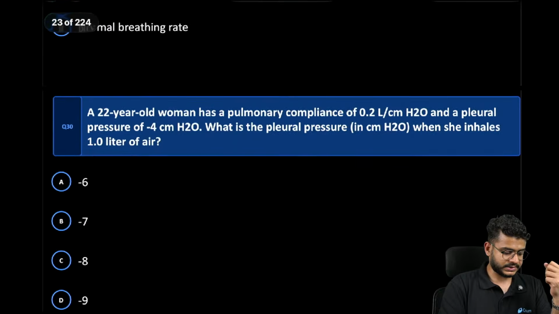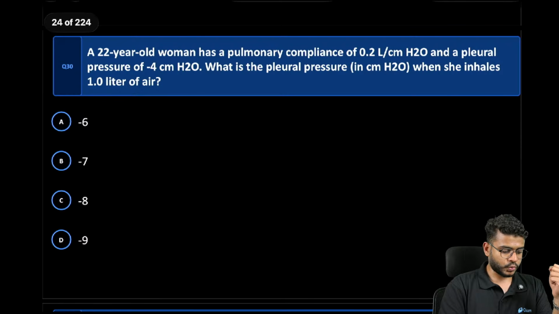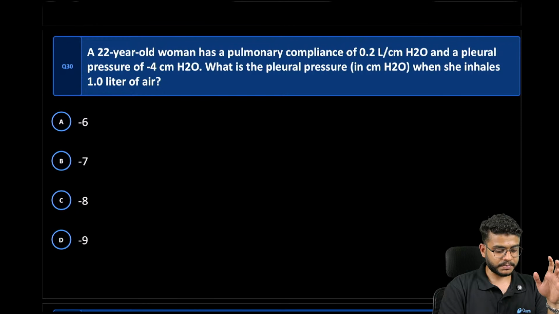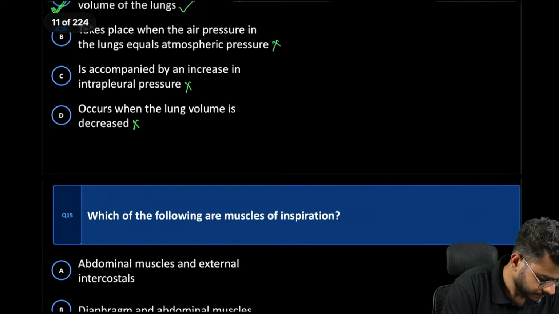Okay, the next question. A 22-year-old woman has a pulmonary compliance of 0.2 liter per centimeter H2O and a pleural pressure of -4 centimeter H2O. What is the pleural pressure when she inhales 1 liter of air? So it's a basic equation and mathematics.